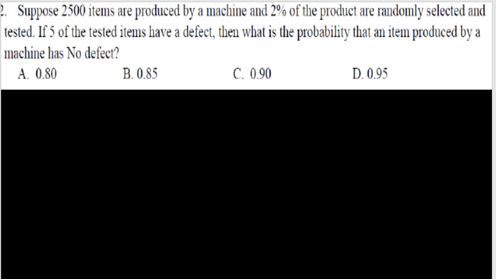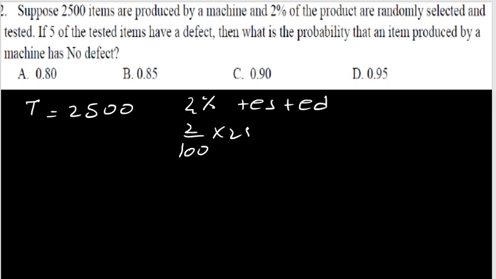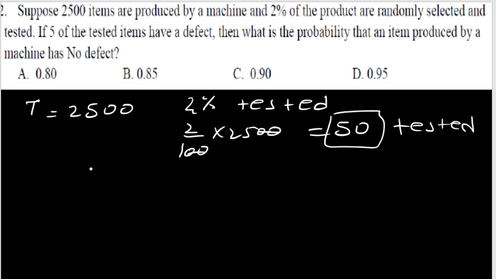Next question: suppose 2500 items are produced by a machine and 2% of the products are randomly selected and tested. The total number of products is 2500 and the tested ones are 2%. We need to know this in number, so 2 over 100 must be multiplied with 2500. We can cut the zeros, and that's going to be 50. 50 are tested. The actual number of the tested ones is these 50.